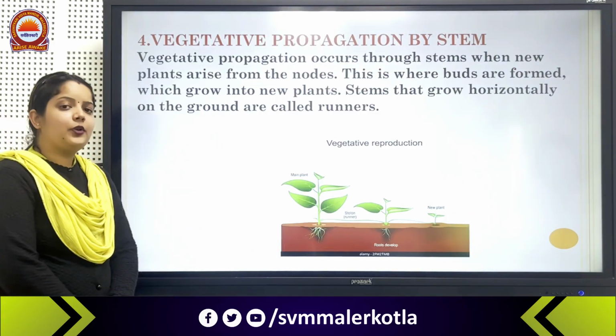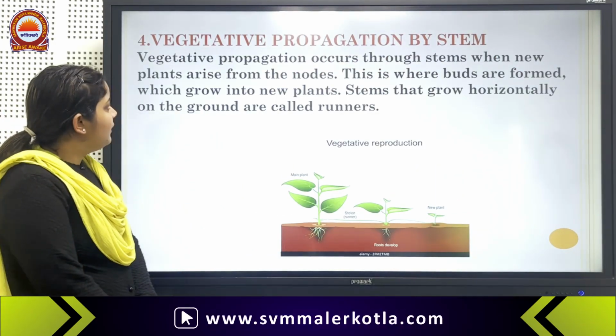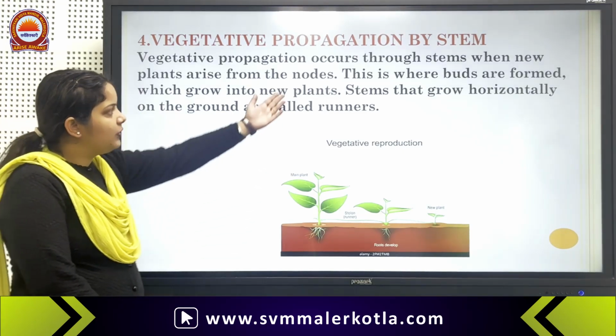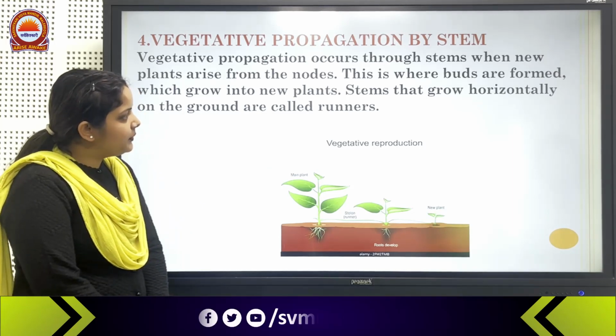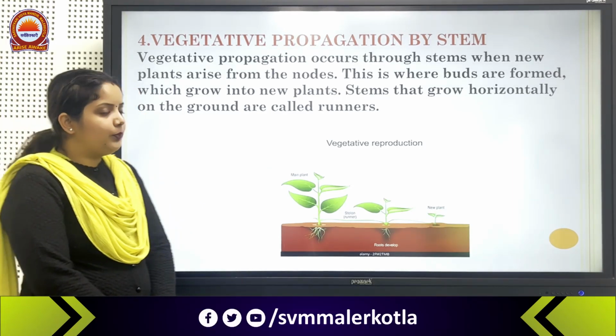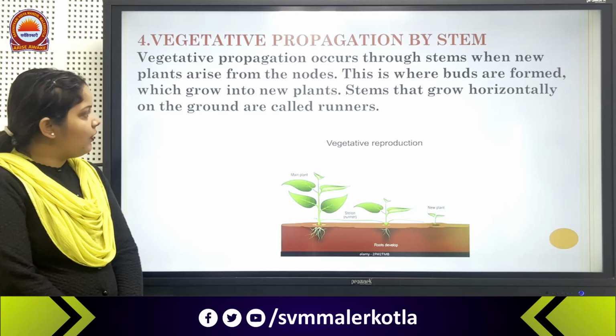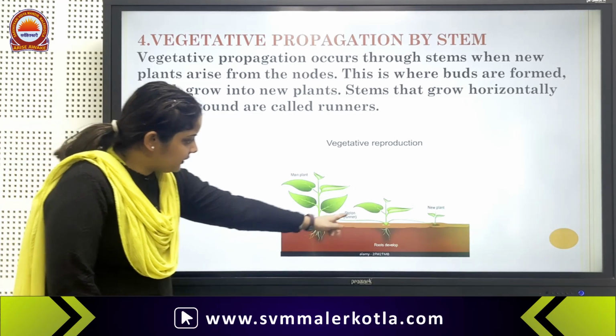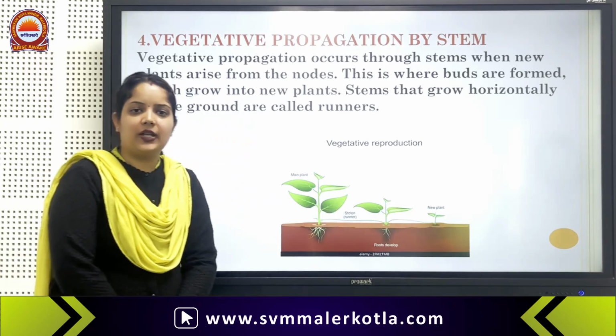Next is vegetative propagation by stem. Vegetative propagation occurs through stems when new plants arise from the nodes. This is where the buds are formed which grow into new plants. Stems that grow horizontally on the ground are called runners. You can see here these are the runners from which a new plant is developed.